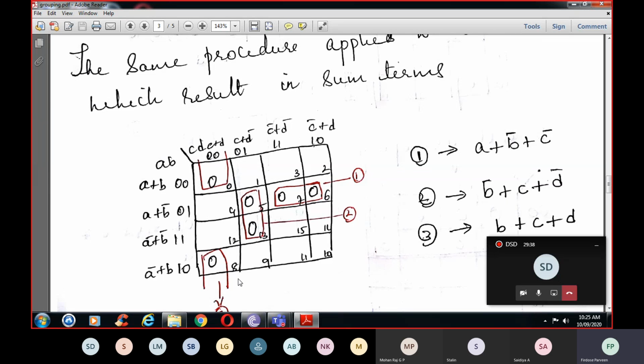In the same way, group 3. It corresponds to which cell? It corresponds to 0 and 8 cell. So 0 means it is A plus B, this row, and it is A bar plus B. What is not changing again? B is not changing. So I will write B. It corresponds to which column? It corresponds to this column. It is C plus D. So I'll be writing B plus C plus D.